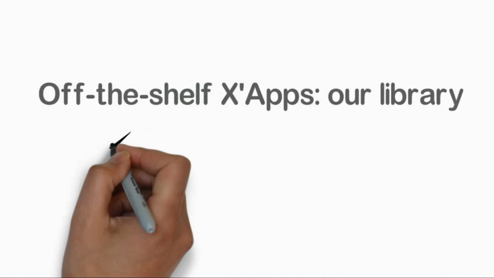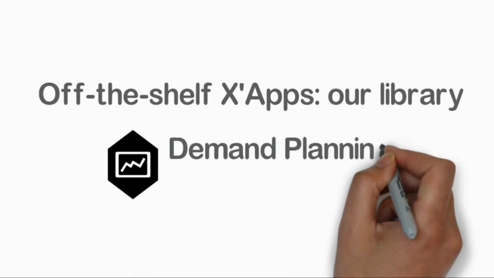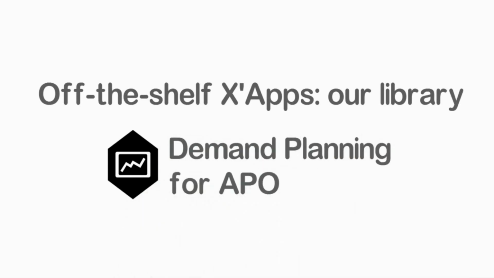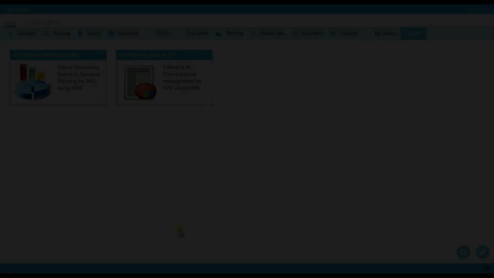This demo will showcase the demand planning for APO XSAP from our off-the-shelf library of XApps. The demand planning for APO XSAP is an improved version of SAP demand planning, which lets you download APO data, manipulate and enrich it easily in Excel, and then upload it back into SAP. Our XApp features full forecast capabilities according to your desired settings.